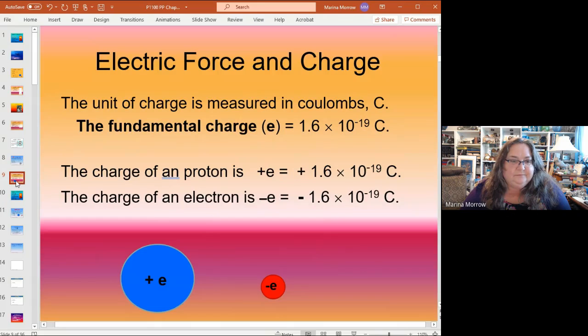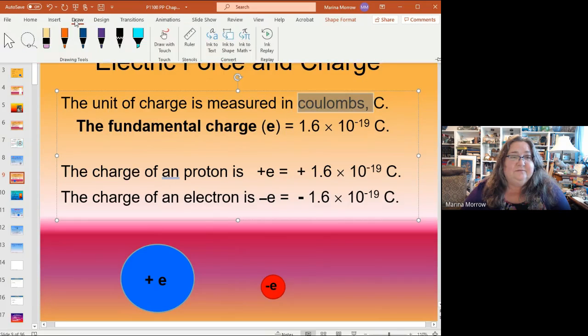And we talked about how positive charges and negative charges cancel each other. The proton and the electron can cancel. Well, that implies that they have to have the same amount of charge. And so that was discovered by Millikan in the 1800s. The fundamental charge for an electron or a proton is 1.6 times 10 to the minus 19th coulombs. So coulombs is the unit of charge. So that's a new unit.